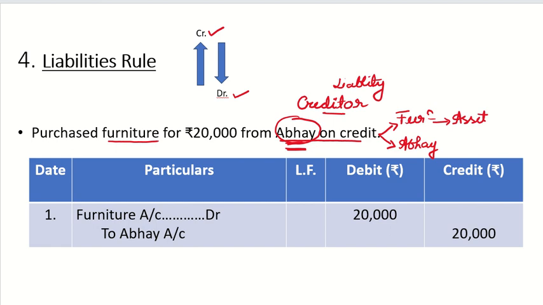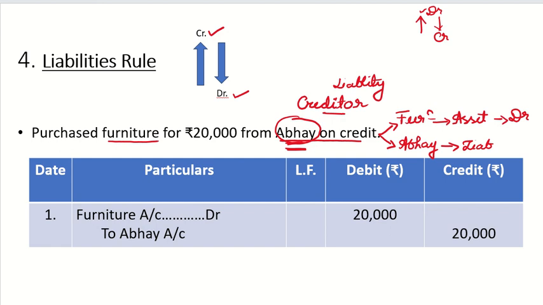Now, Abhay is who? He is a creditor. Creditor means the liability rule is applied. Now, furniture is an asset. So for an asset, what is the rule? If the assets are increasing, we will debit it. When they are decreasing, we will credit it. So when we are purchasing the furniture, furniture is increasing in the business. So when the furniture is increasing, we are going to debit the furniture account.